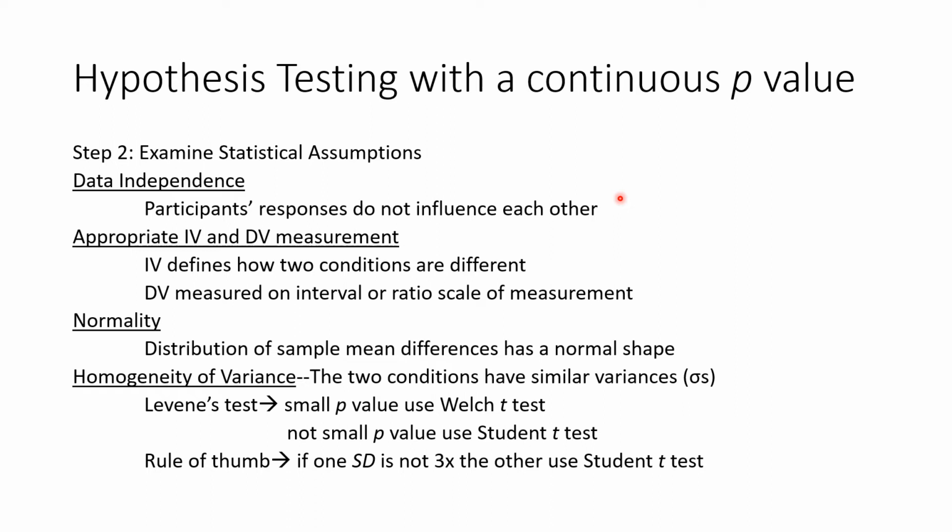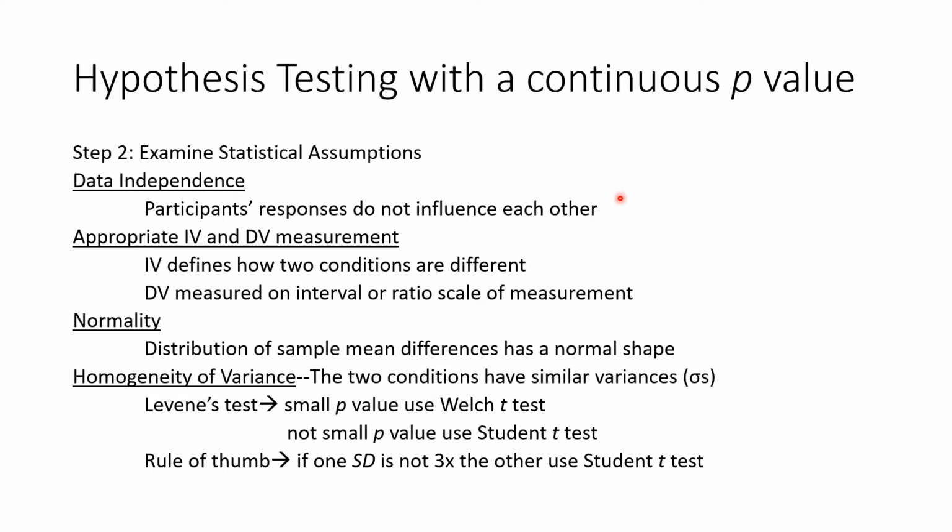We have good reason to believe that the population would have a normal shape when it comes to mean differences. But another way of being fairly confident that you're going to have a distribution of sample means with a normal shape is if your sample size is sufficiently large. And in this case, we have 35 people per condition, which is generally going to be enough to make us pretty confident that the distribution of sample means will have a normal shape. So we are comfortable that we have satisfied the normality assumption in this situation.